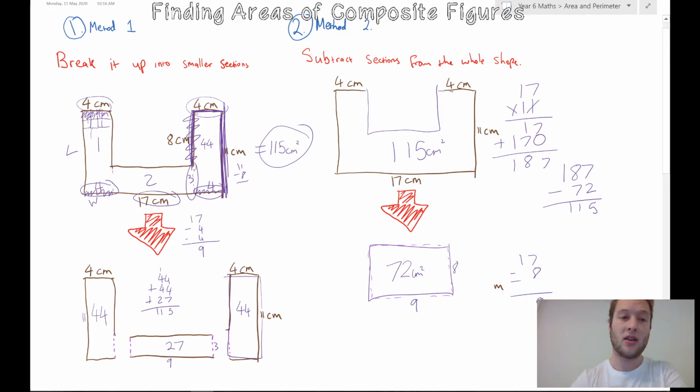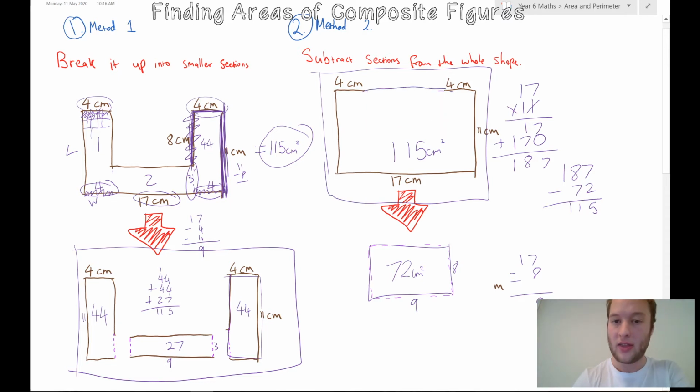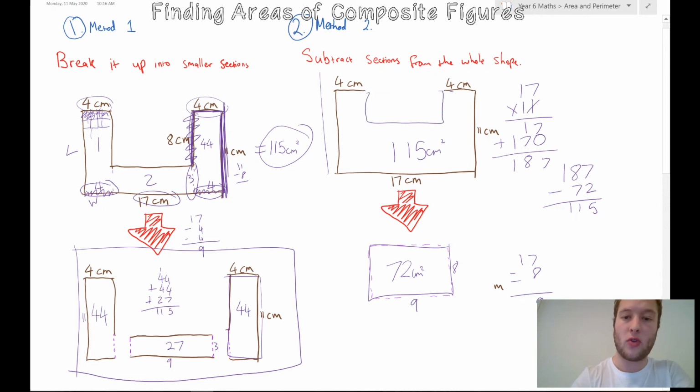So either method 1, just break it up into little sections, or method 2, which is work out the whole shape by just adding in a line, removing that line, and working out that area, and then working out the smaller rectangle here and subtracting it from the answer, and that will work it out.